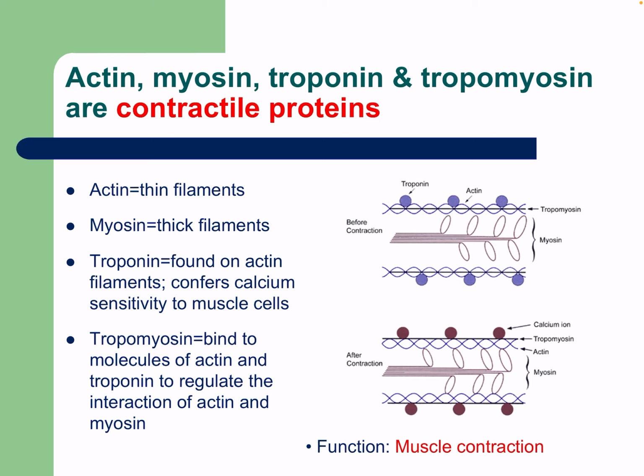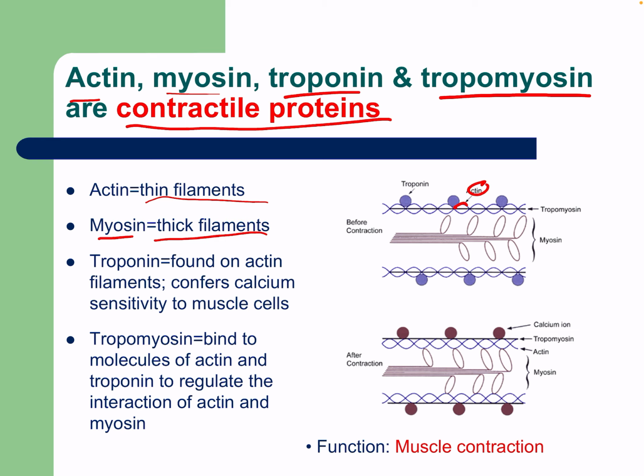Looking at the muscle specifically, we have our actin, myosin, troponin, tropomyosin, which are the contractile proteins. Actin are thin filaments, which you've probably heard of, and myosin are thick filaments. Here we've got our actin, very thin, and we have thick myosin heads here. Troponin, which is found on actin filaments, confers calcium sensitivity to muscle cells, while tropomyosin binds to molecules of actin and troponin to regulate the interaction of actin and myosin.